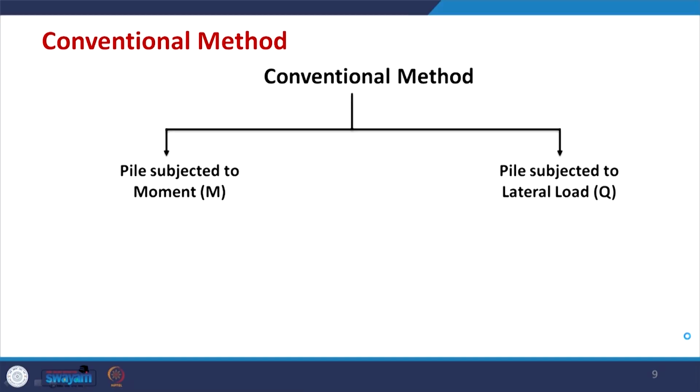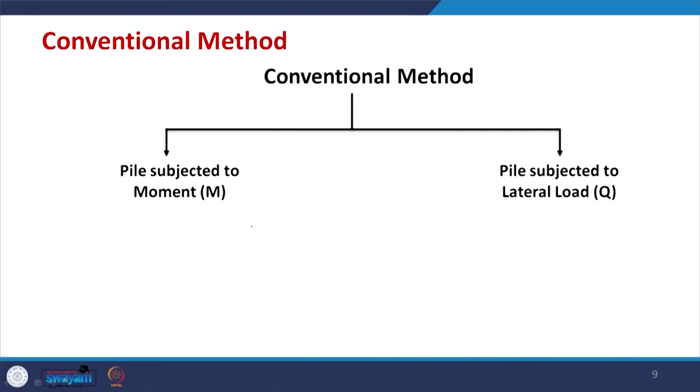Now, let us talk about the conventional method. The conventional methods we are going to discuss in two parts. First one is when piles are subjected to moments only, and second is when piles are subjected to lateral load Q. In this case, I would like to explain that a pile which is subjected to moment is basically equivalent to an eccentric vertical load.